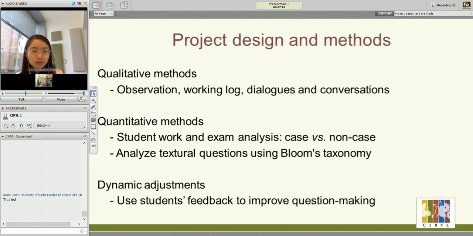In addition, because it's challenging to incorporate a lot of recent events into the homework and exam questions, I try to utilize students' feedback in the question-making process so the question quality can be improved over time as well. Next slide, please.